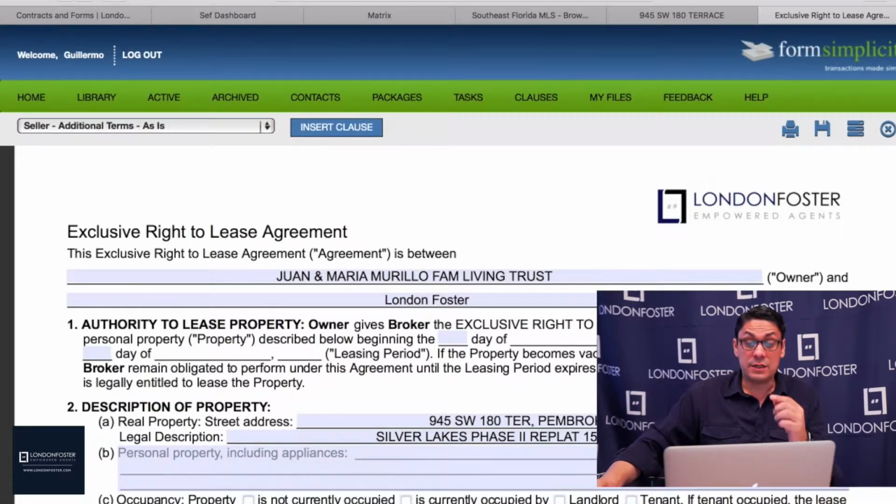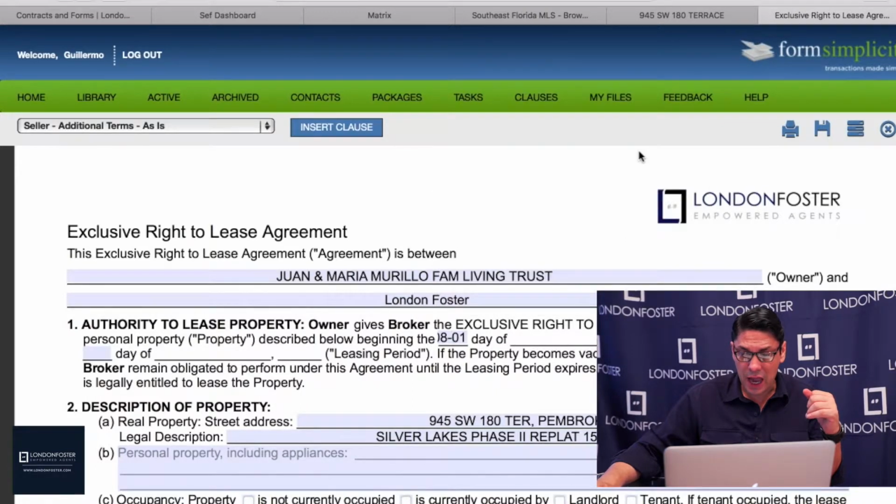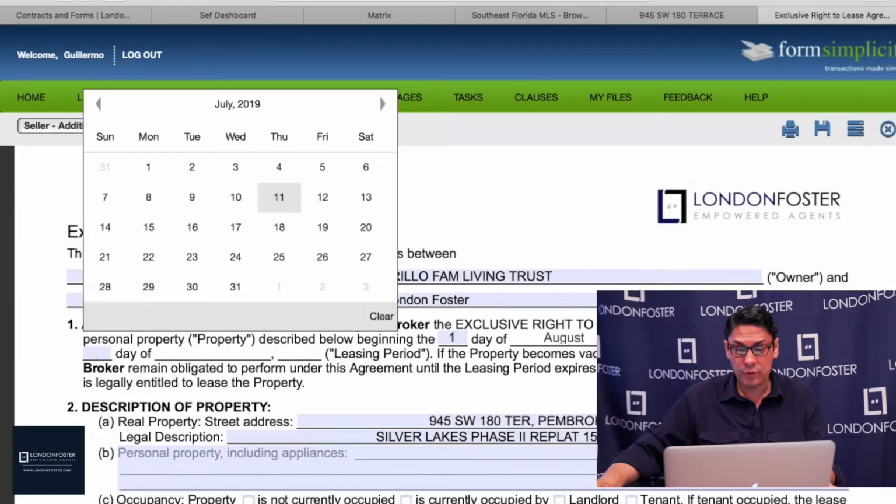Okay, it's going to tell you who your broker is, which is London Foster. It's going to tell you that the authority to lease property, the owner gives the broker the exclusive right to secure a tenant and real personal property described below, beginning on the day. So in other words, this is when you're going to start the contract. Let's say we're starting the contract August 1st. I would click on August 1st, press tab, and automatically it'll go in there.